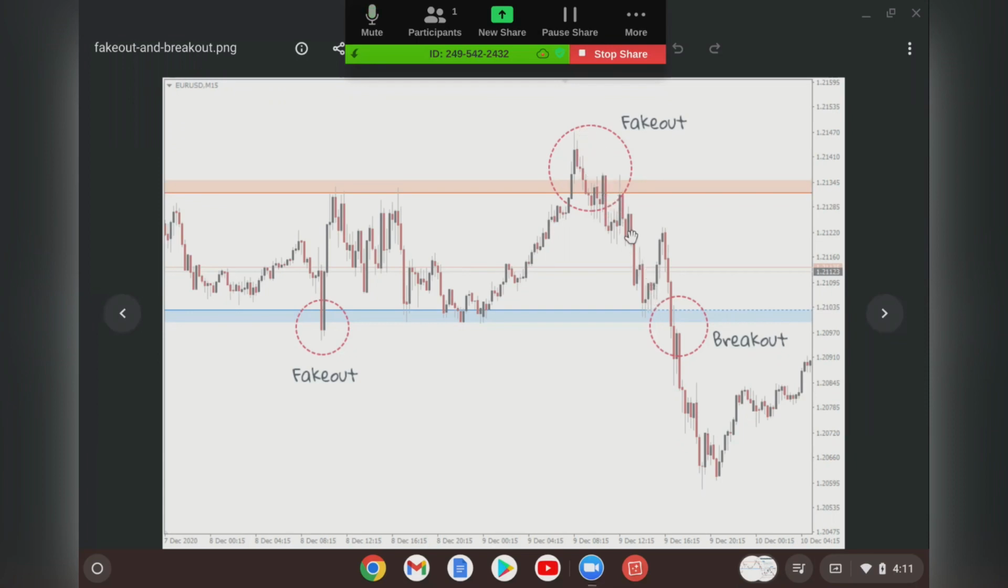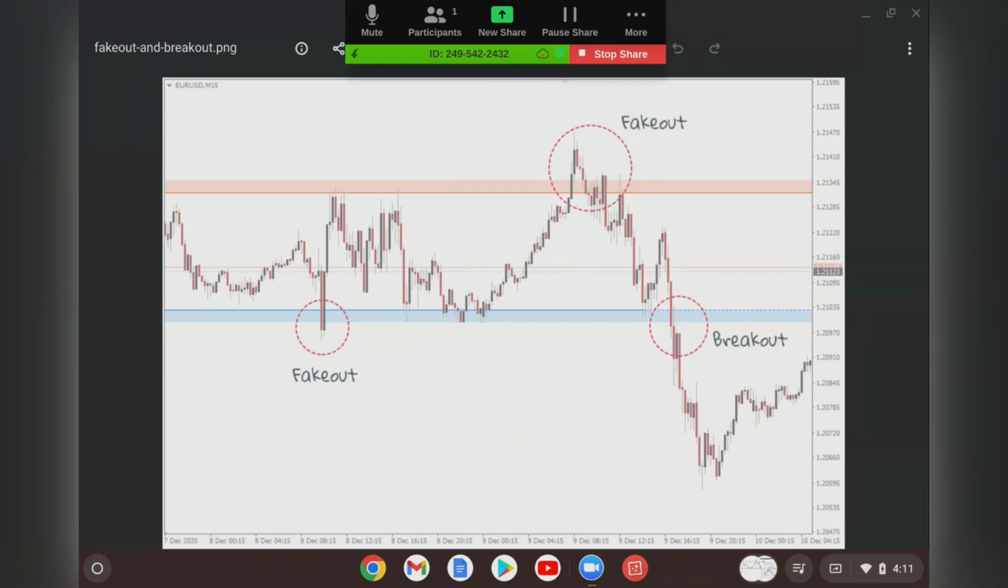Now, when we got that push down, you guys, we got another pull up, and then we got our real breakout to happen. So if you guys want to know a rule of thumb for avoiding fake outs, the best thing to do to avoid a fake out is to wait for a retest.